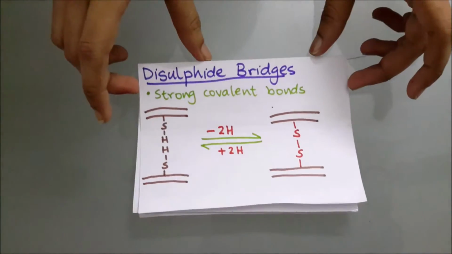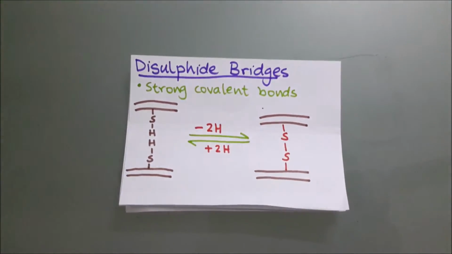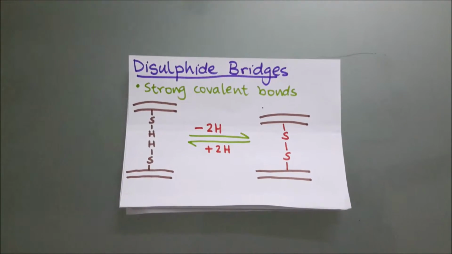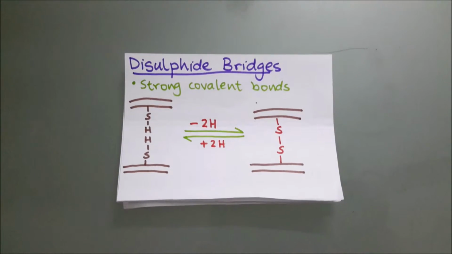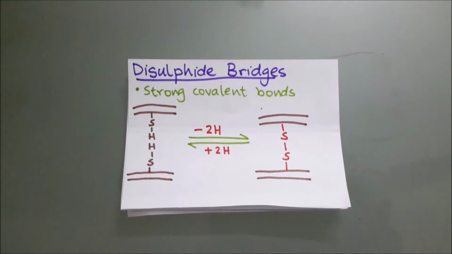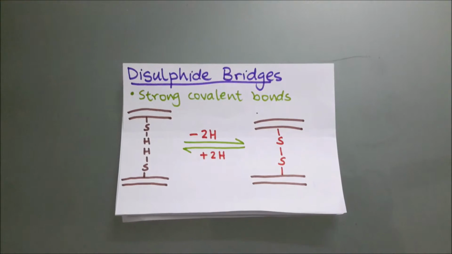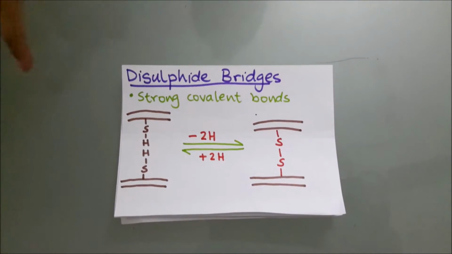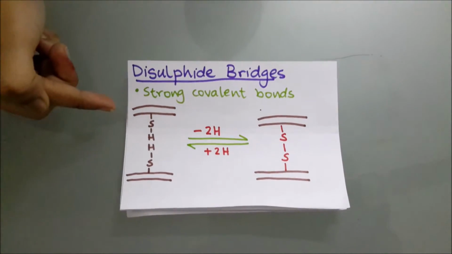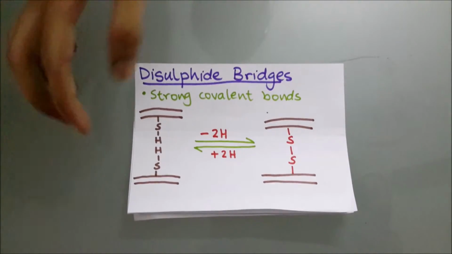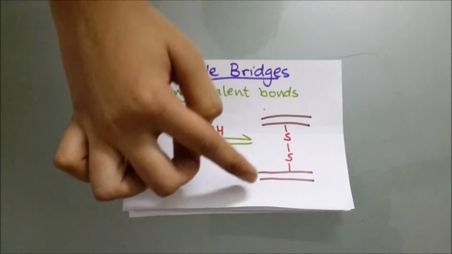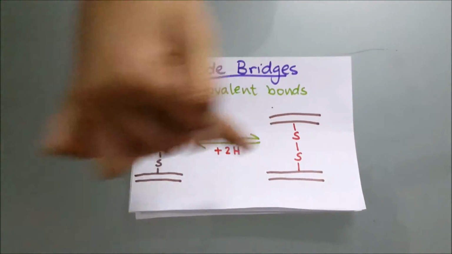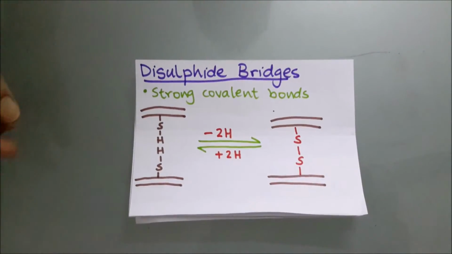The next sort of bond that occurs between the R groups to form a tertiary structure is the disulfide bridges. These are strong covalent bonds. These usually occur in cysteine molecules. Cysteine is a sort of amino acid. When this arrangement takes place, the hydrogens are removed to form a sulfide bridge. When you add hydrogen to this, you will get back this.